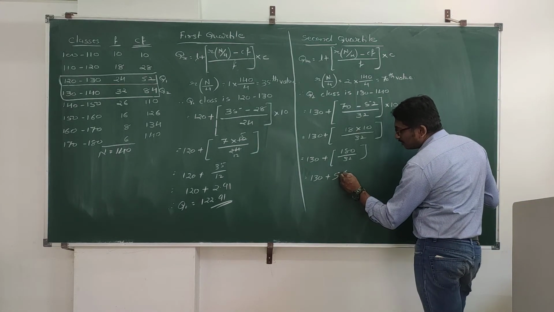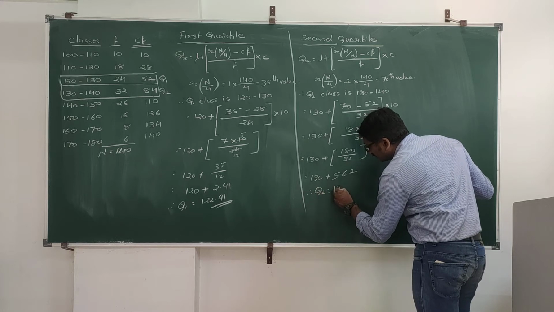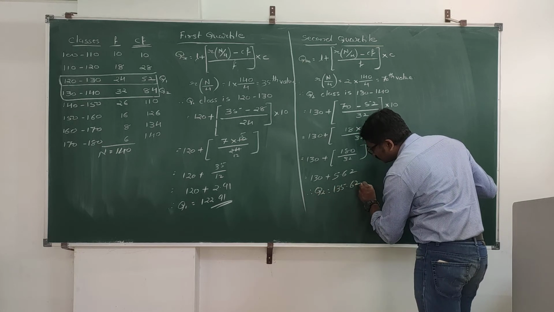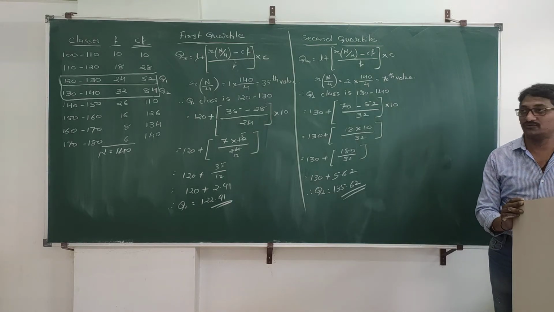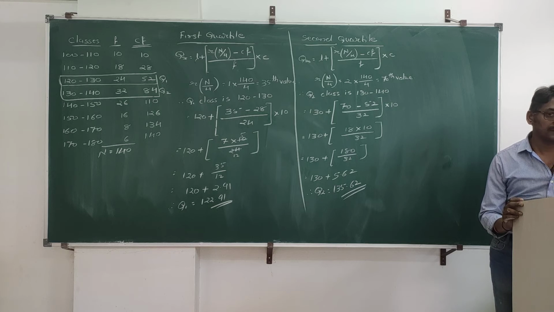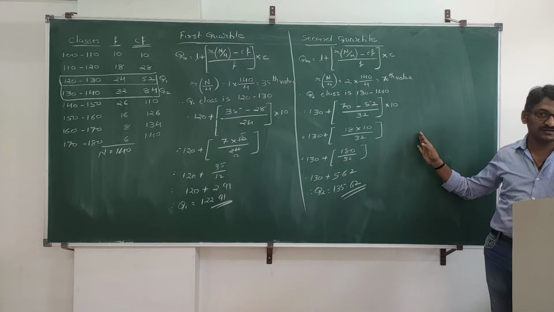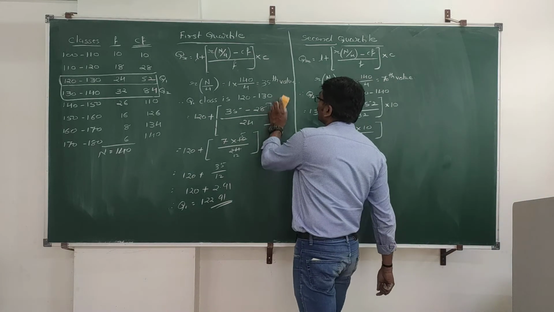Therefore, the Q2 value is 130 plus 5.6, that is 135.60. Up to this is it clear? Okay. Now go for the third quartile and solve it.